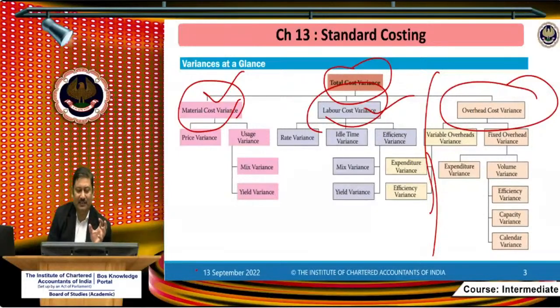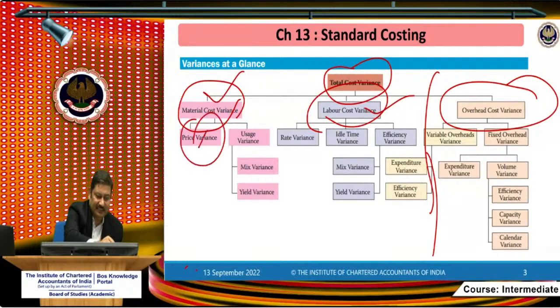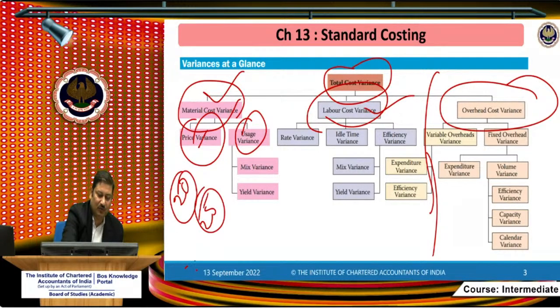Material cost variance can be further divided into two types of variance. One is price variance and one is usage variance. This one is because of the changes in the price, and this is because of the changes in the usage. For example, we thought that 20 rupees per kg is the material cost and 25 is the actual one. So there is a difference, and because of that difference, the price variance will come.